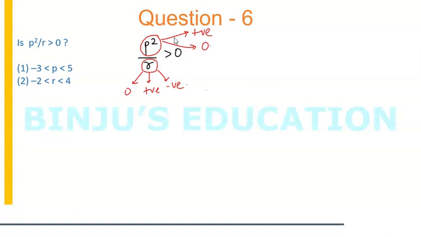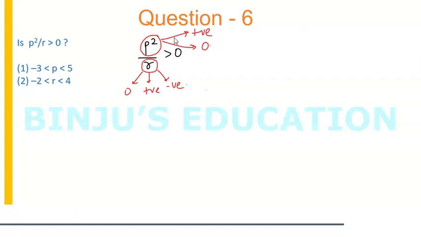Similarly, looking at the statement 2 individually, r is negative, r is zero, r is positive. But I don't know the sign of p square. So again, I can't make any conclusive answer looking at statement number 2.